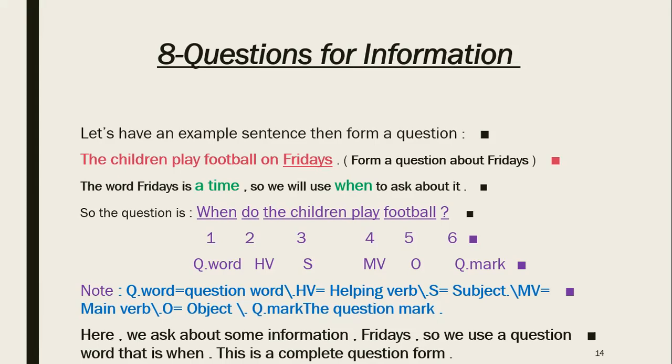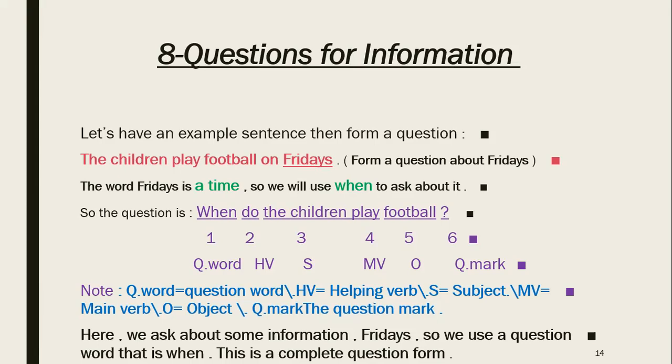So I wanted to ask about the word Friday. What's Friday? It is something inanimate, not people, places, things, a time, a distance, like that. Yes, it's a time. Friday is a time. How can I ask about the time in English? I use the word when. When to ask about the time. So let's form a complete question here. We say, when do the children play football? When do the children play football?